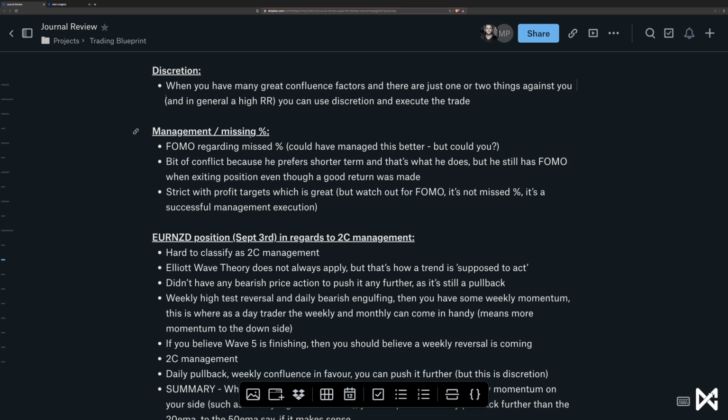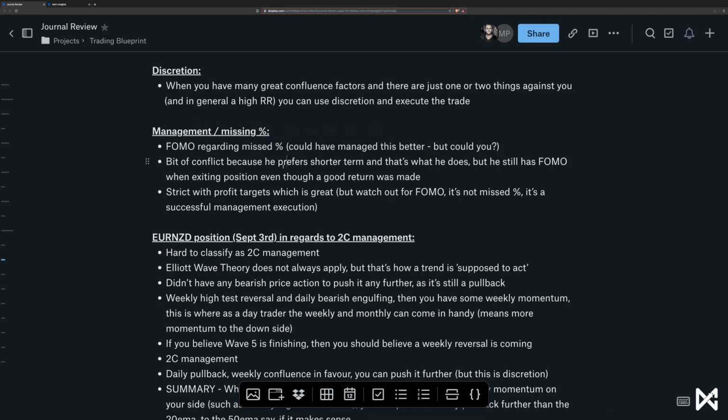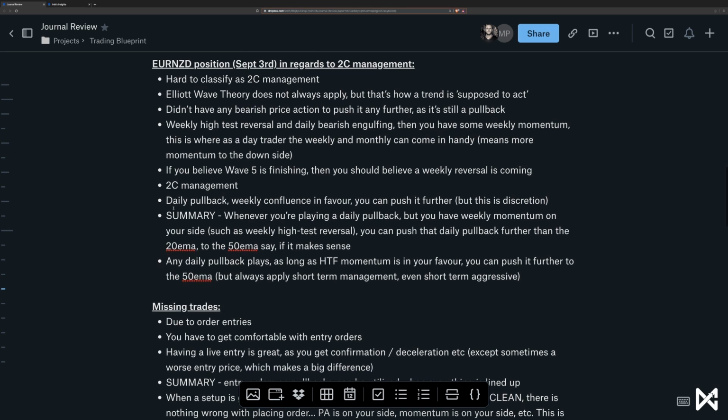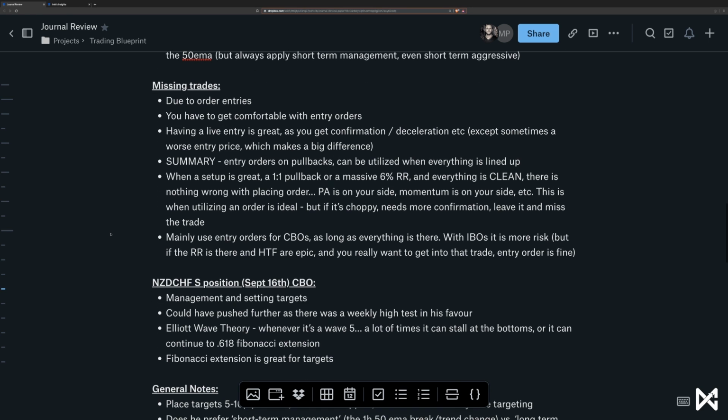Management and missing percentages, FOMO regarding missed percentages, we talked about that. A bit of conflict because you prefer short term, so own that short term personality, right? And there are some general notes here on Euro Kiwi. Some more notes on missing trades.